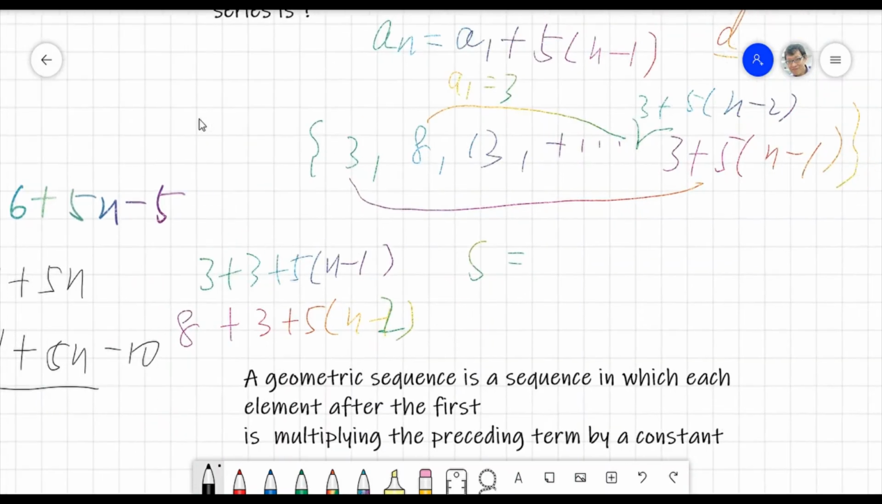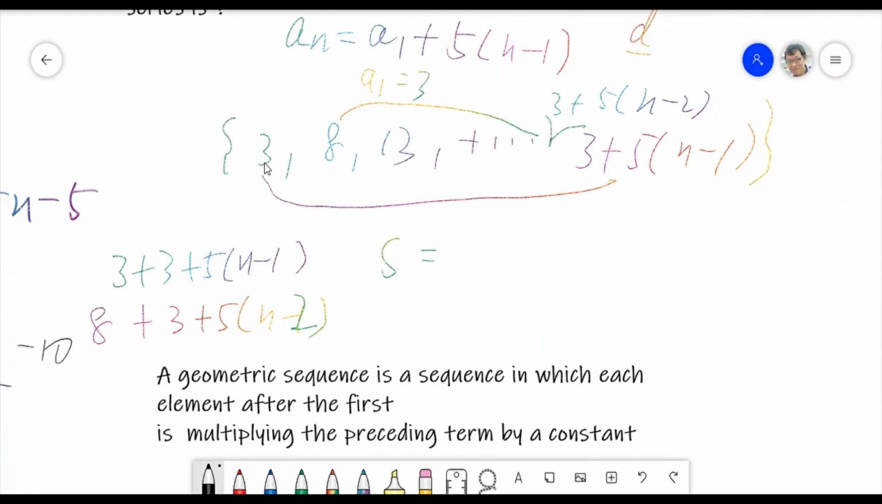So we can think about it this way: the first element added to the last element equals the second element added to the second to last, and the third item added to the third to last, right? So how many of this kind of summation are there? This is one, this is two, this is three, whatever. So totally it should be n divided by two, right? Because there are n items, and every two items make a summation, so definitely it will be n divided by two.